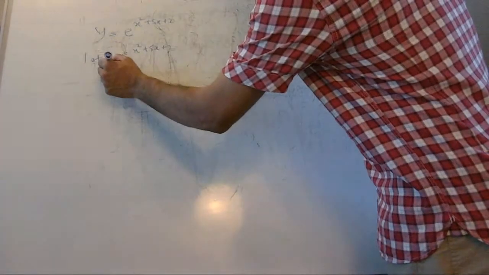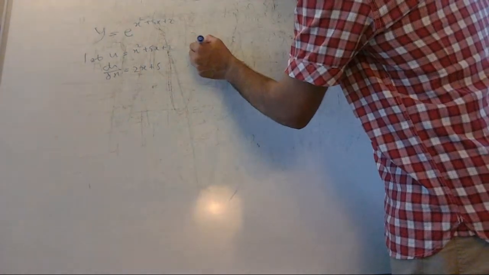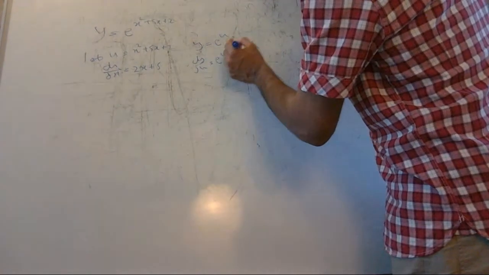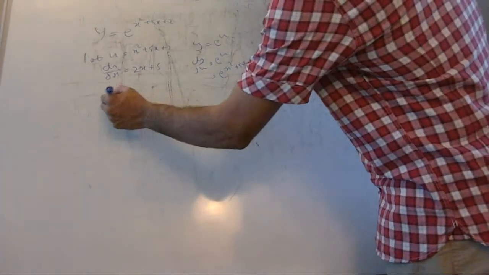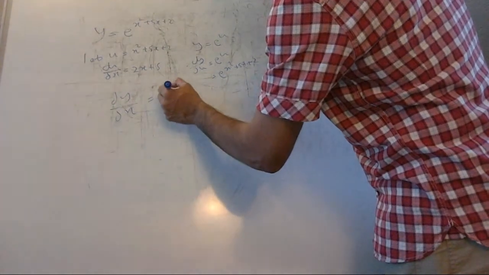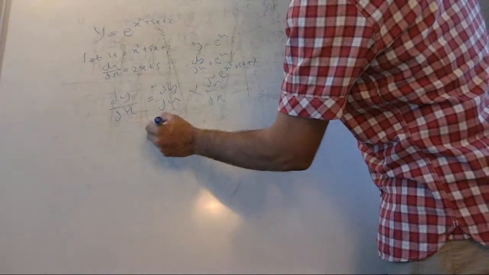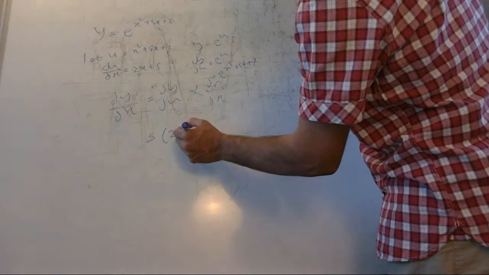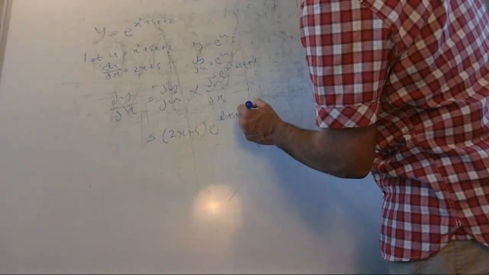So du dx equals 2x plus 5. So that makes y equals e to the u. So dy du equals e to the u itself, which is basically e to the x squared plus 5x plus 2. So now dy dx equals dy du times du dx. So dy du is that, du dx is that. Let's write that bit first. So it'll be (2x plus 5) times e to the x squared plus 5x plus 2.